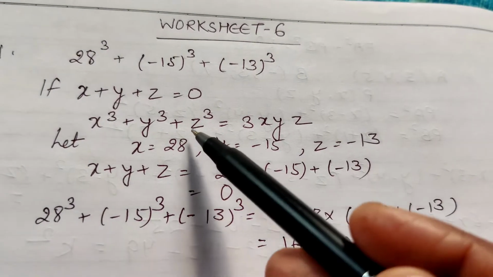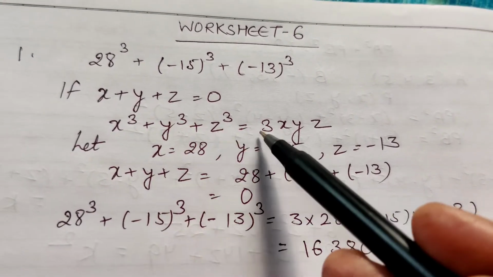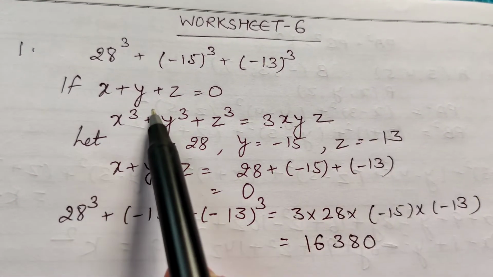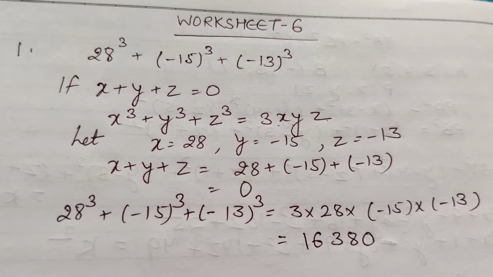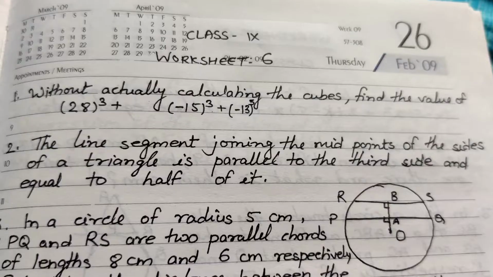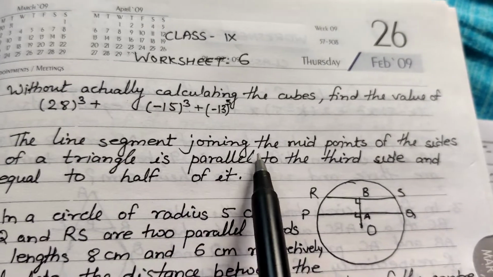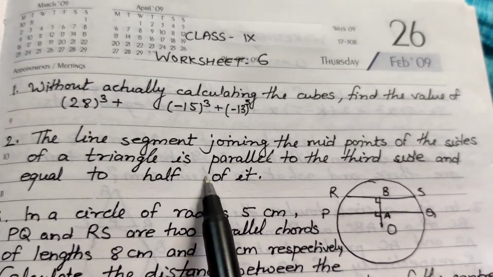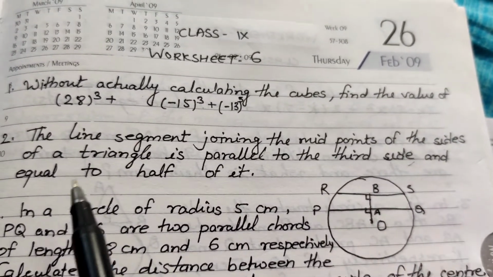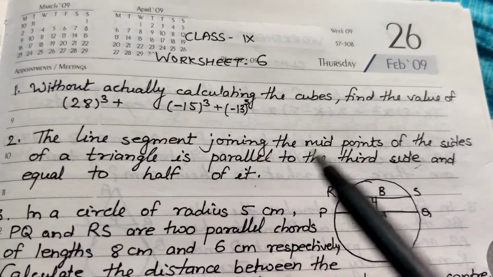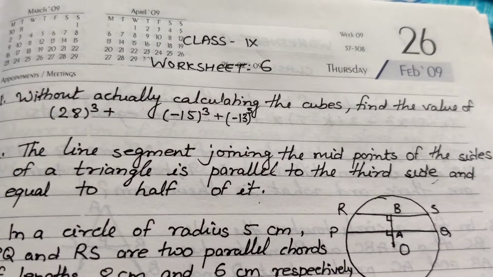By using this identity, x cube plus y cube plus z cube equal to 3xyz if x plus y plus z equal to 0. Question number 2: the line segment joining the midpoints of two sides of a triangle is parallel to the third side and equal to half of it. It means it is the midpoint theorem.